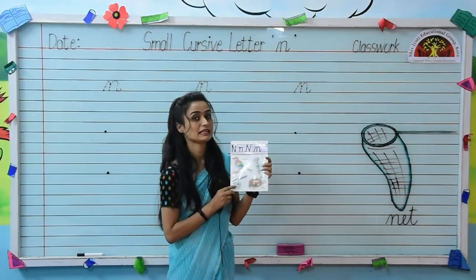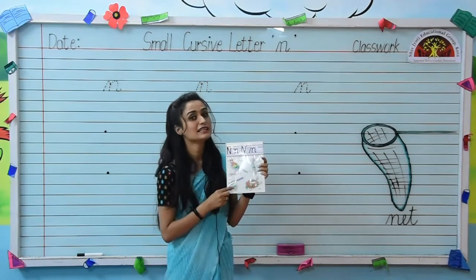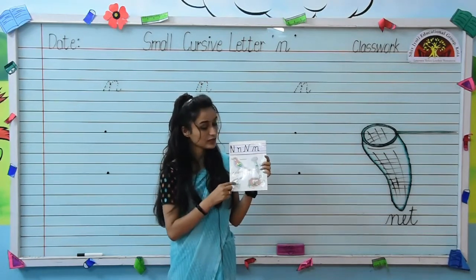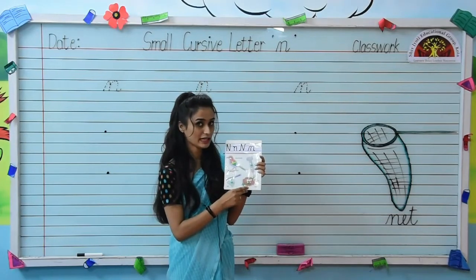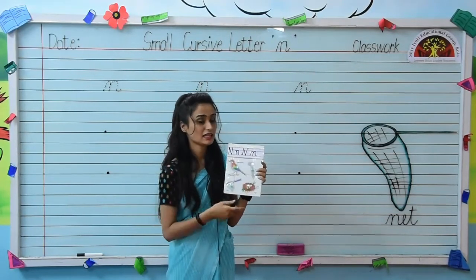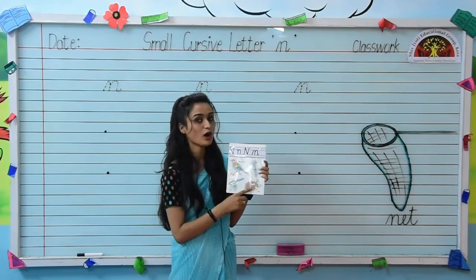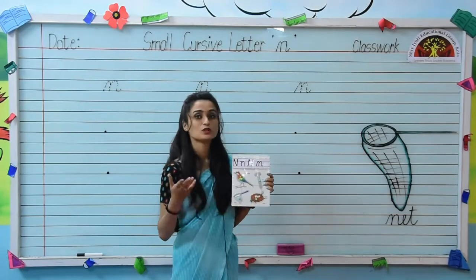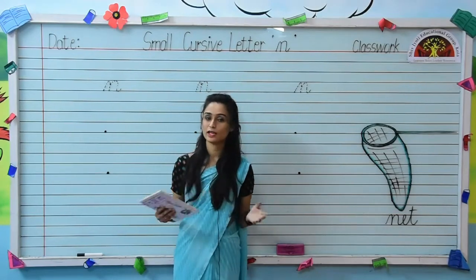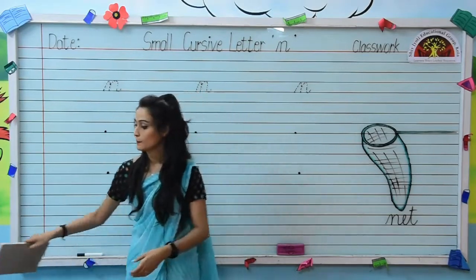What is this? Yes, this is a net. N for net. Come on the next one. Which is this one kids? Tell me fast. Yes, this is nest. N for nest. So kids, these are few vocabularies you can use for small cursive letter N.